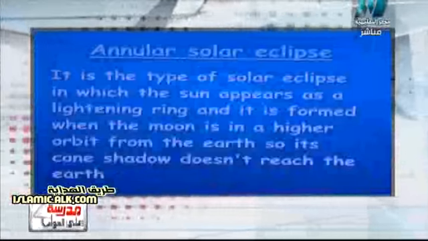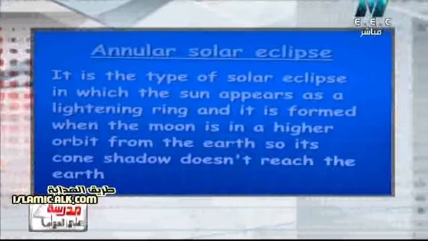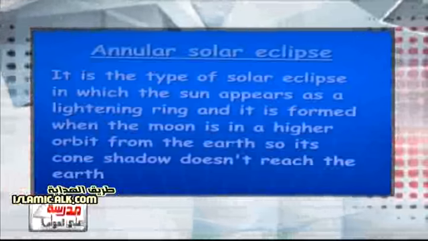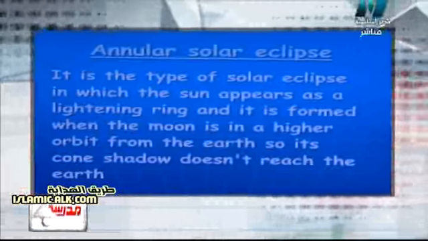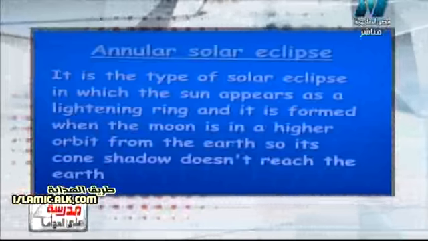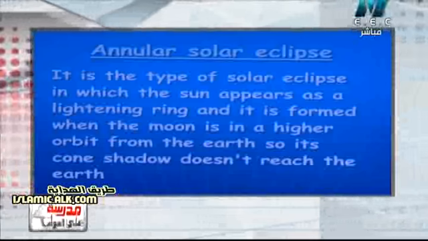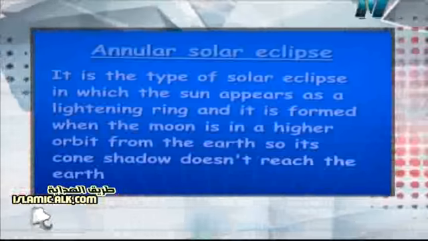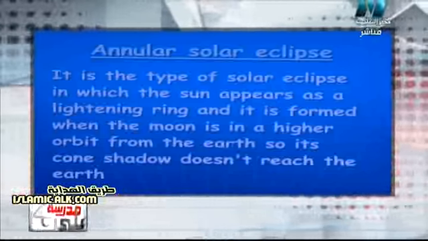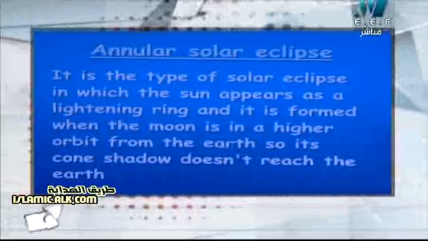So what about the last type, which is called the annular solar eclipse? I see the definition is really a bit long, but we can understand it, not memorize it. It's a type of solar eclipse in which the sun appears as a lighting ring. The sun appears here as just a lighting circle. I see only the outer edges of the sun, and it is formed when the moon is in a higher orbit from the earth, so its cone shadow doesn't reach the earth.